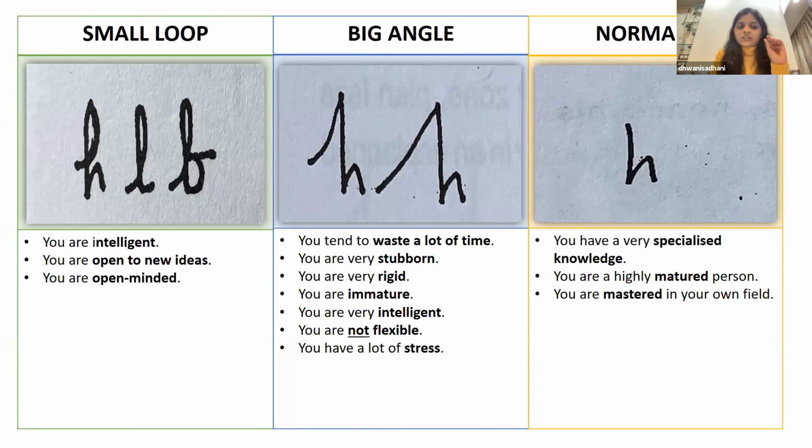So now if you have a small loop in the letter H, also remember letter H, letter L, and letter B are almost the same. The stem of the three of them is the same. Whatever I say for the stem of letter H, that same would be for letter L and letter B. So when you have a small loop in letter H or letter L or letter B, it would mean the same thing. Now, when you have a small loop in letter H, it means you're intelligent.